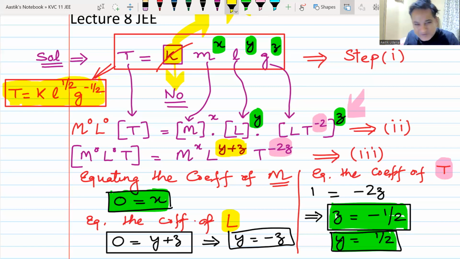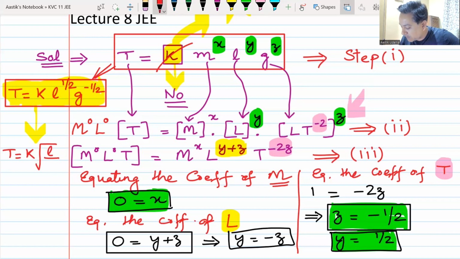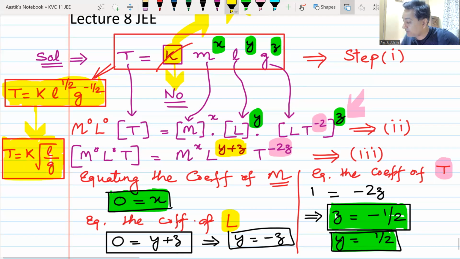Now it might not look very good this way, so I can just write it in this way also, my dear friends. T is equal to some number k into root over L by G. This is the form in which it is normally written. With dimensional analysis, I cannot find the value of this k, but I can find out the other relation.